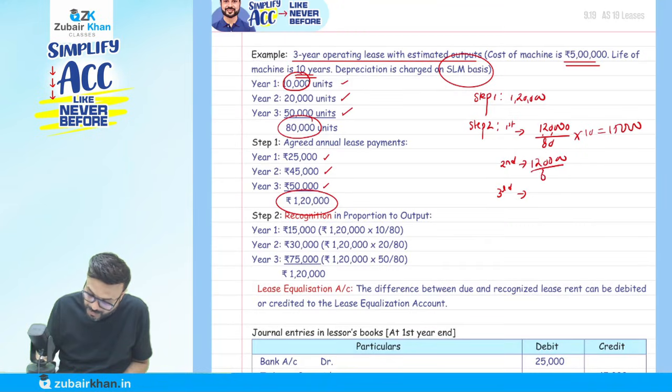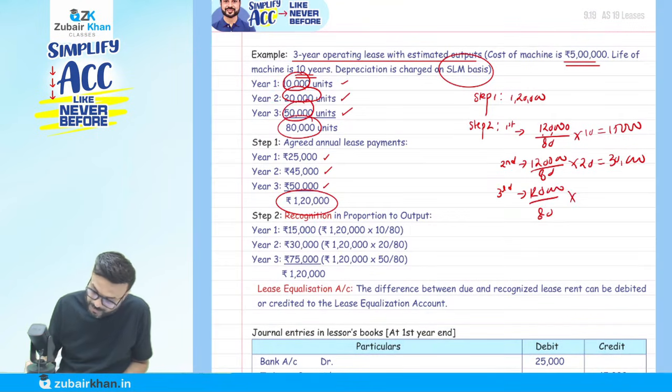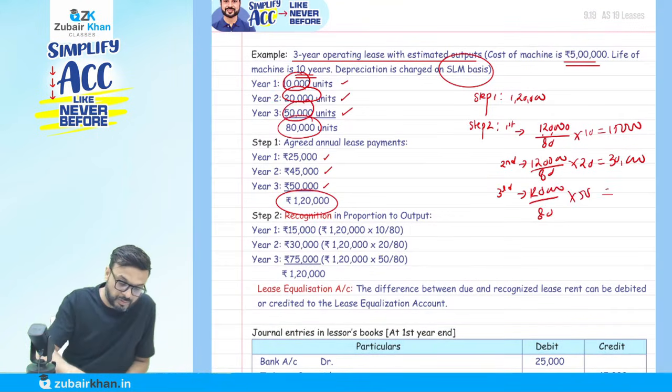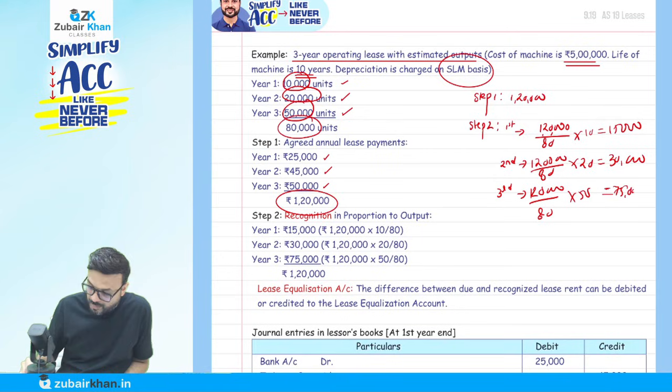1,20,000 divided by 80 multiplied by how much for the second year? 20. So multiply by 20, that will come to 30,000. Then 1,20,000 divided by 80 multiplied by 50 for the third year, that is coming how much here? 75,000. If we do the total, that will come to 1,20,000, but the proportion has changed.